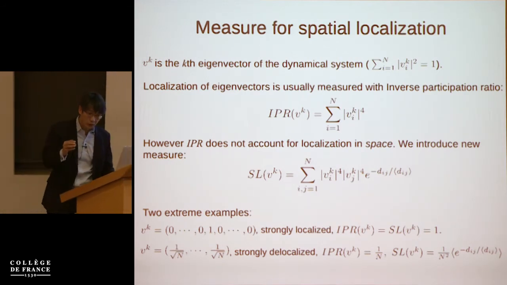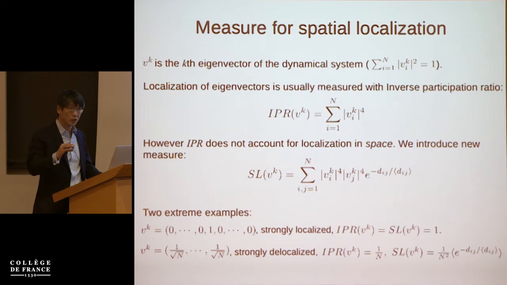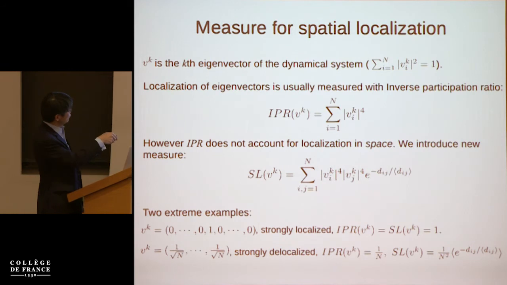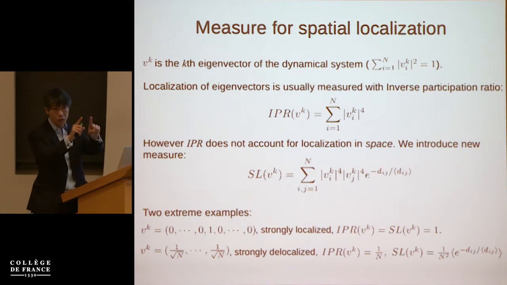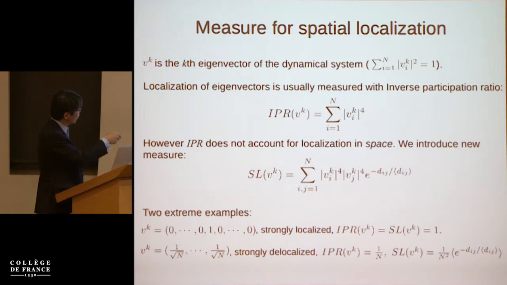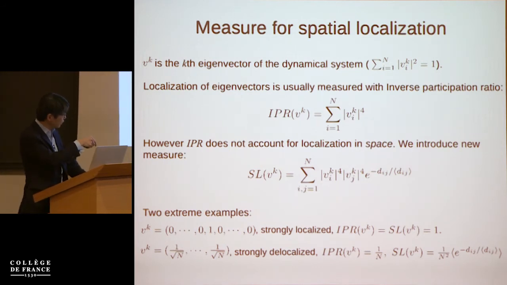But it does not tell you whether the nodes that participate in an eigenmode are spatially together or not. So Louis in my lab introduced a slightly different measure that includes the distance between nodes. And this allows you to measure spatial localization, as illustrated, again, by the same examples.